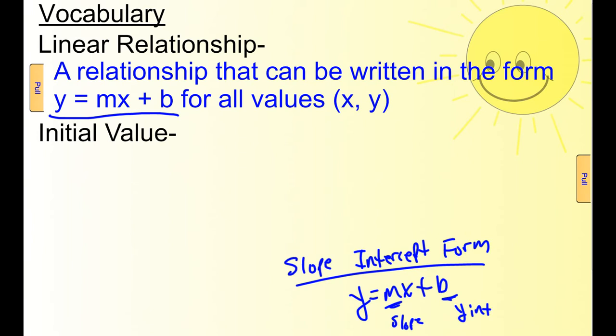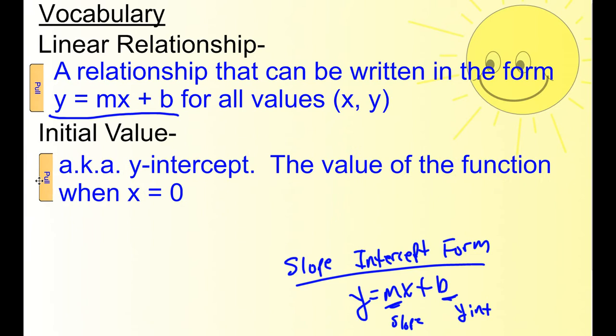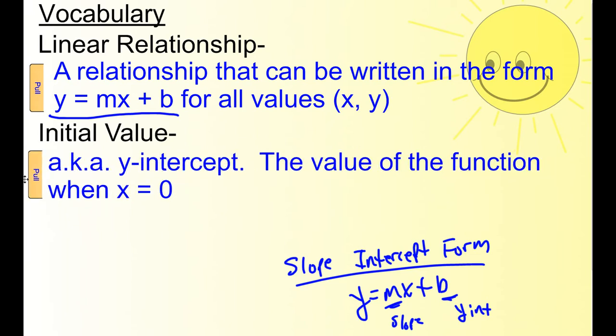Initial value. This is something we've seen before, but probably not. I don't think it's been phrased like this in the past. The initial value is also known as the y-intercept. It's just the y-intercept of the line. It's the value of the function when x equals 0.